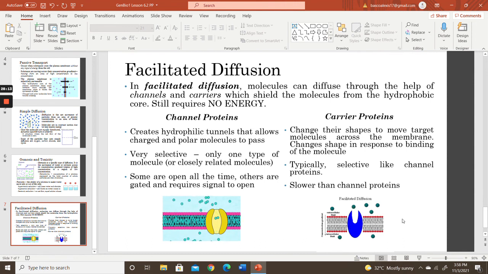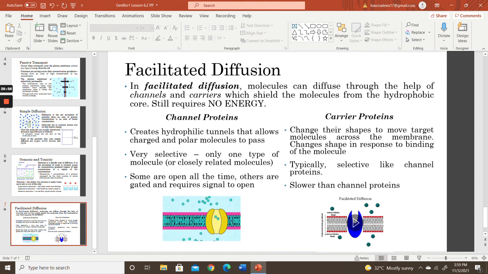So let's do that again. You have a molecule that is binding onto the protein, and as it binds, the shape of the protein changes and allows that particle to move inside the cell. So that's what carrier proteins do. It is slower because it needs to bind and then change its shape. After changing its shape and allowing that particle to move inside the cell, it has to reset to its original shape. There you go, and then it will reset after the particle is inside.